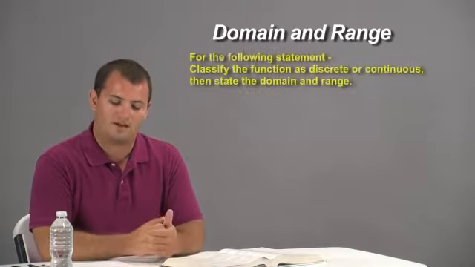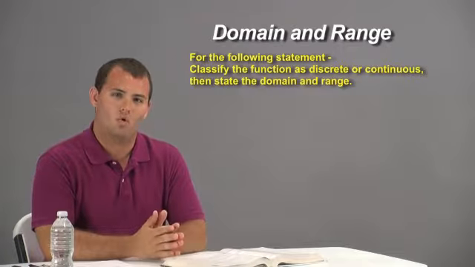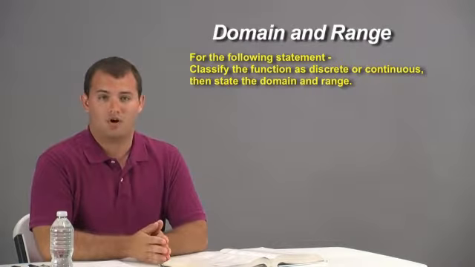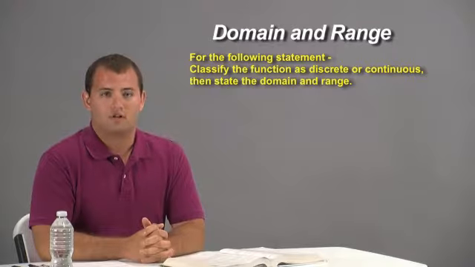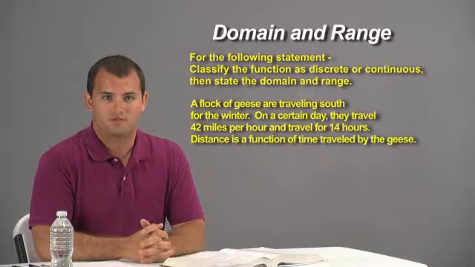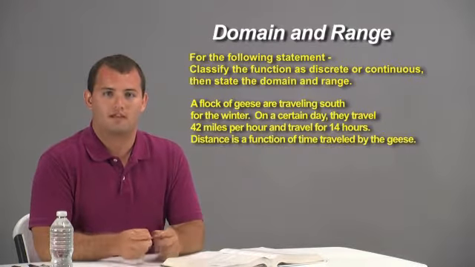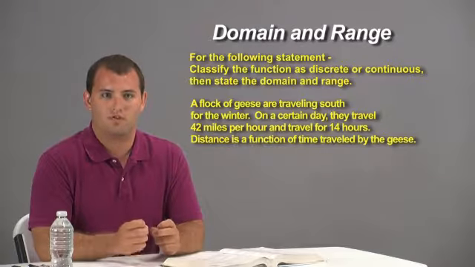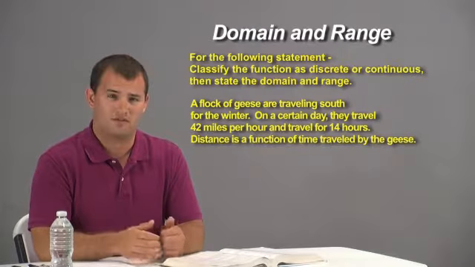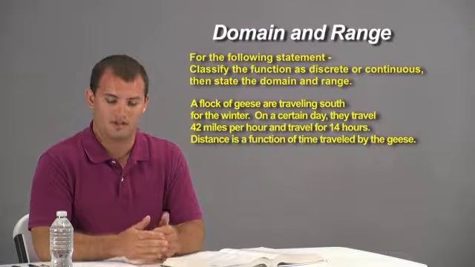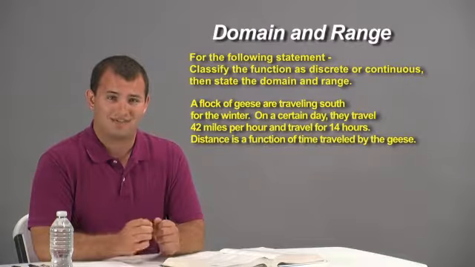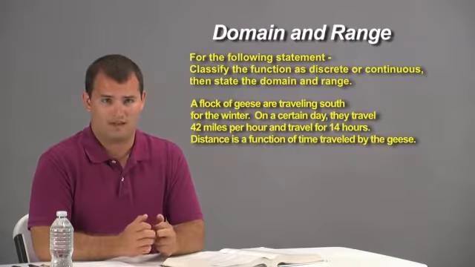For the following statement, classify the function as discrete or continuous, then state the domain and range. A flock of geese is traveling south for the winter. On a particular day, they can travel an average of 42 miles an hour. And they travel for a maximum of 14 hours during the day. Distance is a function of time traveled by the geese.